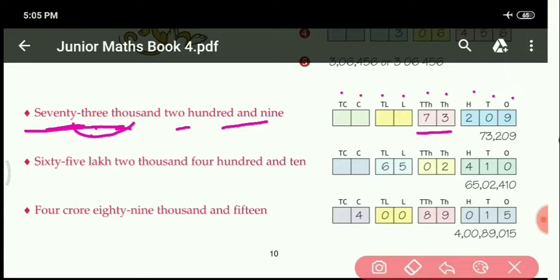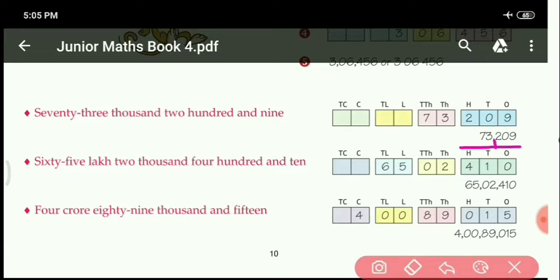So 73,000, and 100 what is 2, tens place not given, so write here 0, and next ones place is 9. So 73,209. Okay. After completing ones period 209, here ones period is completed. So here comma also, as you can see here. By this we can easily read the number.